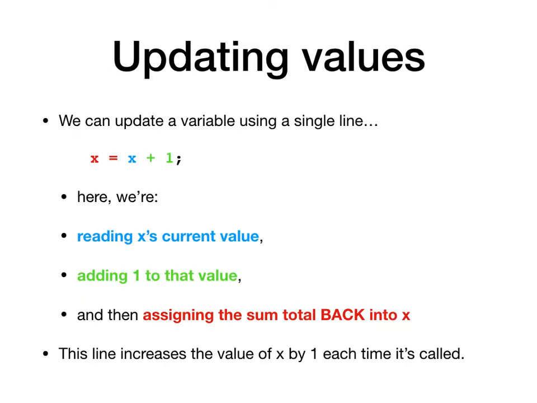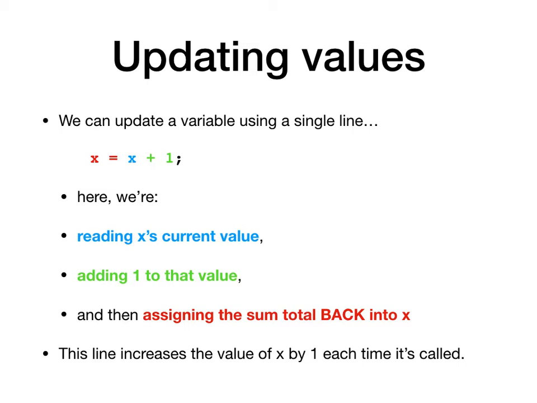The most simple way to update a thing is, say, x is our variable, right? Whatever it has in it, let's say it has 5. If I say x equals x plus 1, x will become 6, but here's why. First thing that happens is we read x's current value on the right side here, and then we add 1 to that value, right? So if we see 5, we add 1 to it, and then we assign the sum total back into x, and that all happens in this one line.